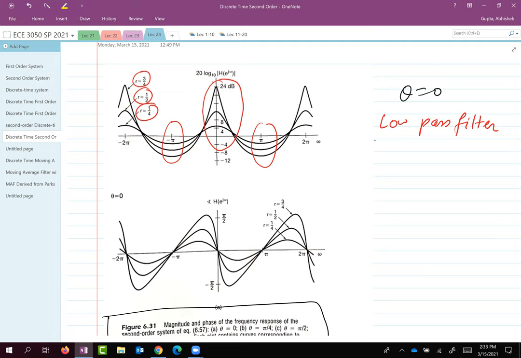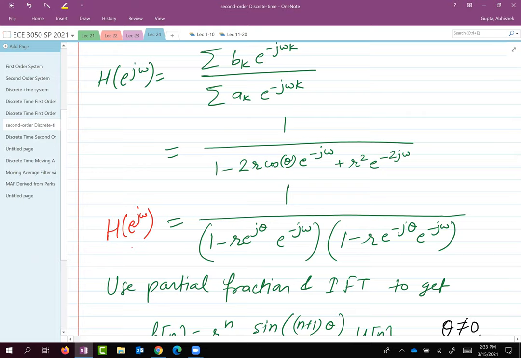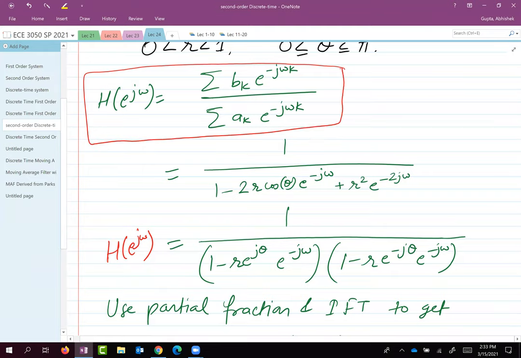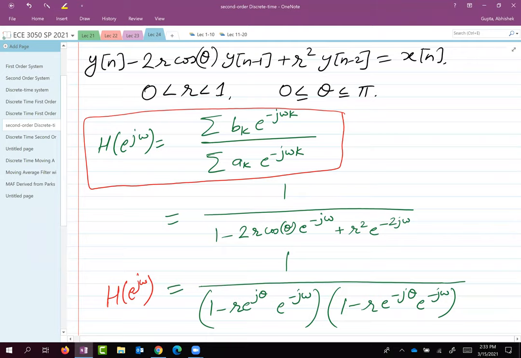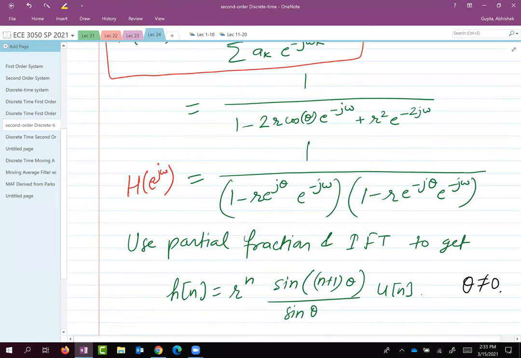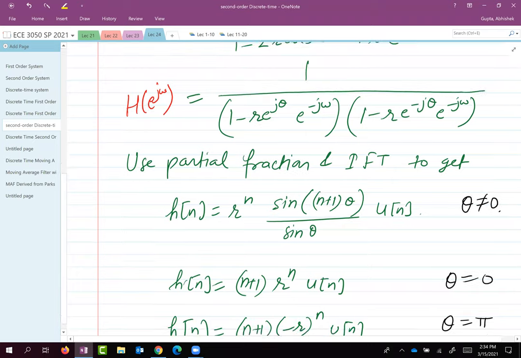Any questions so far? I hope everyone is clear how we got the frequency response H of e raised to j omega for this. It's using this particular formula. This formula would be a lifesaver in many instances because you can look at the differential equation or the difference equation and compute what the frequency response of the system is going to look like. Once you know the frequency response, you have to factor the denominator, use partial fraction, conduct the inverse Fourier transform, and you get the impulse response of the system, using just simple algebra, with no complicated principle of mathematical induction or particular solution and homogeneous solution required. Okay.